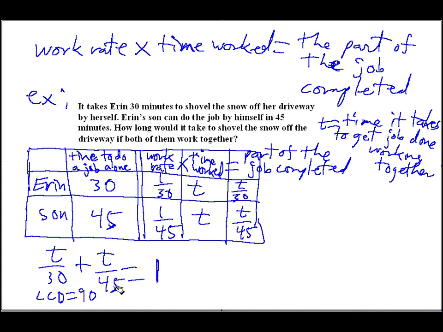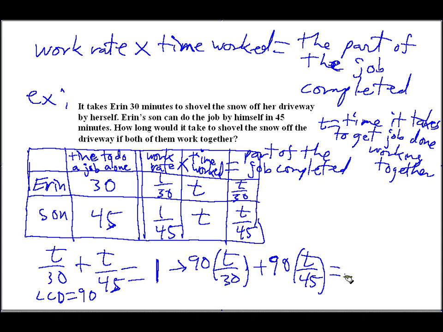So the LCD is 90 in this equation. Again, I'm just solving this equation. The word problem part is over once I get the equation. The hard part is getting the equation; the easy part should be solving it. So let's multiply 90 to both these fractions and the 1 to get rid of these two denominators. I'm going to get 90 times T over 30 plus 90 times T over 45 equal to 1 times 90. Again, I'm multiplying 90 to everything. Can we see that?